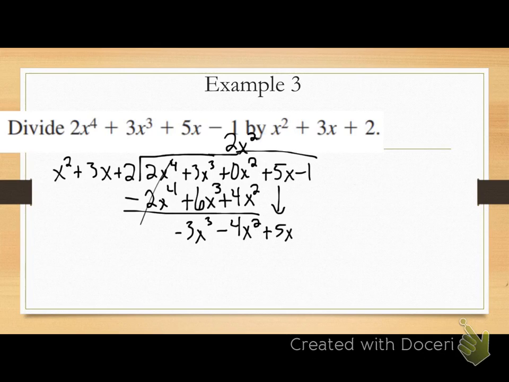Someone else, raise your hand and tell me what I need to do now. Someone else help me out. What do I multiply x squared by to get negative 3x cubed? Negative 3x. Very good. So I'm multiplying that negative 3x through my divisor. We already know what negative 3x times x squared gives us. What's negative 3x times 3x?